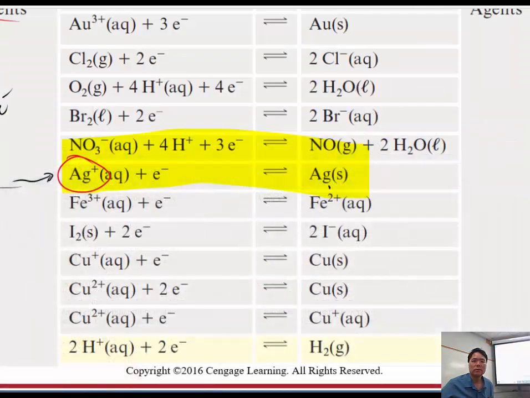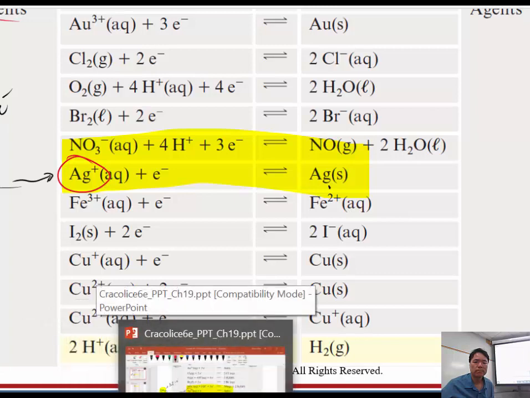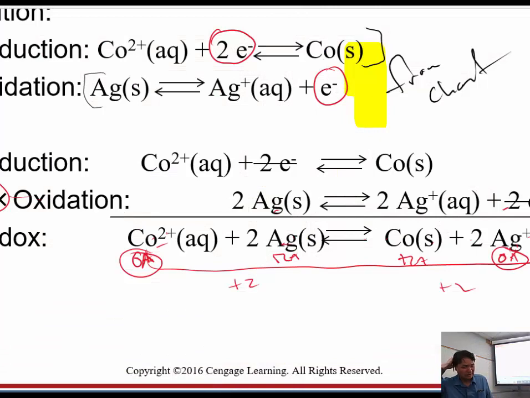Oops, that's not what I want. So this is weaker to stronger. This is also weaker. Silver, that means silver must be weaker than cobalt. Cobalt must be a stronger reducer.